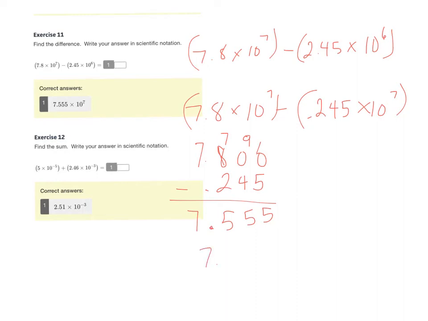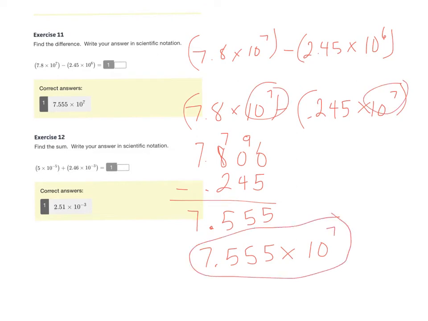And so we have 7.555 times 10 to the 7th. And that's how you do number 11.